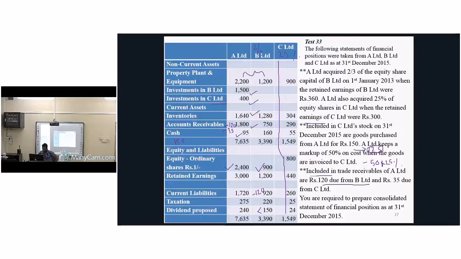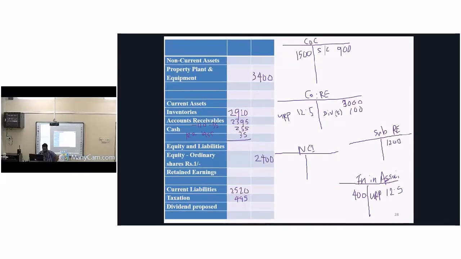Why? Intercompany dividend should be subtracted, then 240 plus 50, it will be 290. We take 240 plus 50, 290, right? Right, that's all about figures.